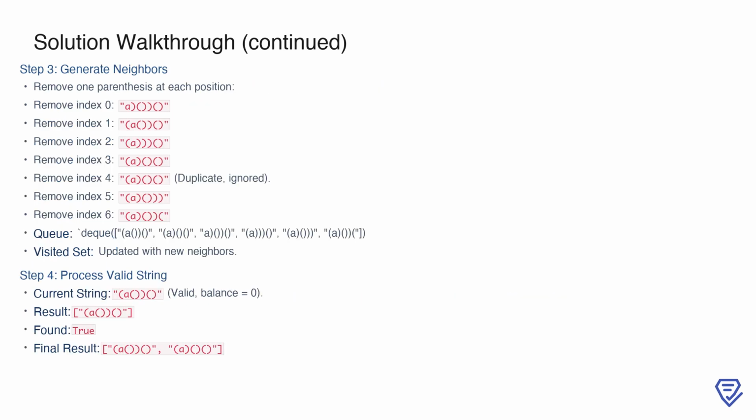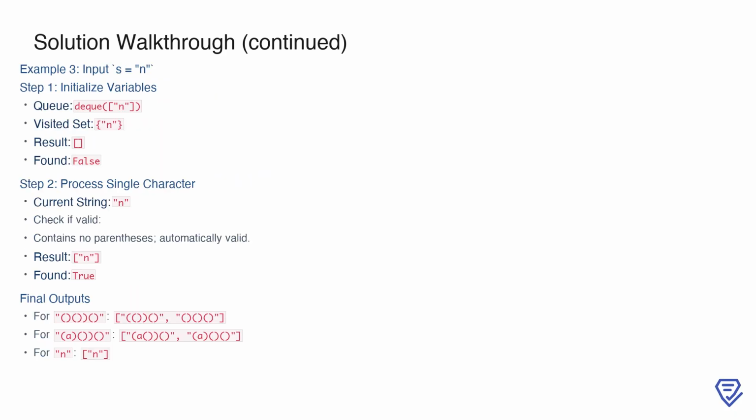In this second example, the input string is A. We begin by initializing the queue with just this string, and the visited set ensures we don't process duplicates. The first string dequeued is A, and we check if it's valid. The balance counter reveals that the string is invalid due to an extra closing parenthesis. To address this, we generate neighbors by removing one parenthesis at a time, creating strings like A, and more. After updating the queue and visited set, we process A, which is valid with a balance of 0. This string is added to the result list, and since we've found a valid result, we finalize our output for this example, A and A.